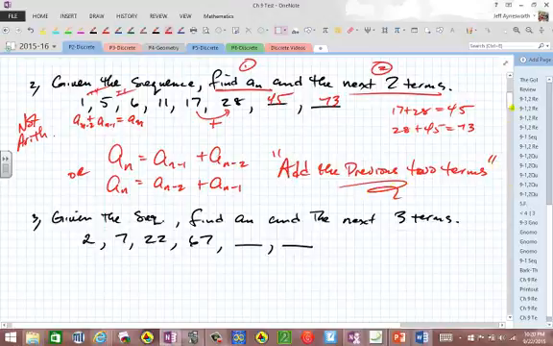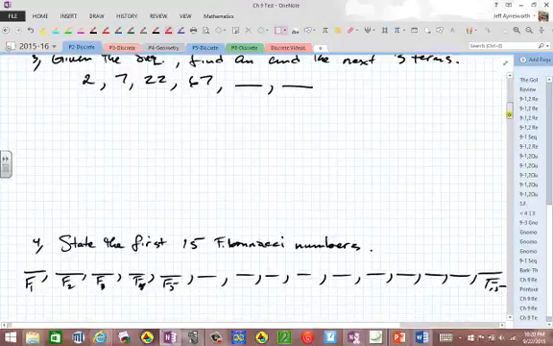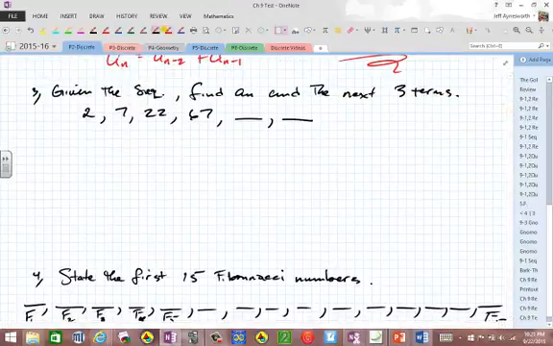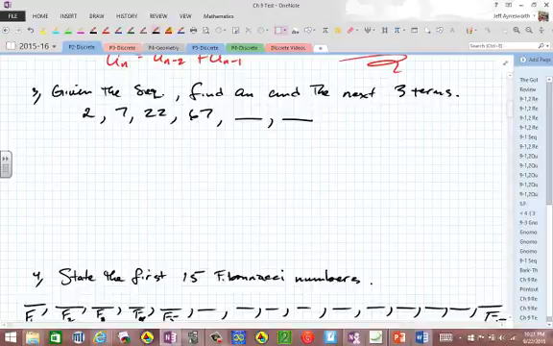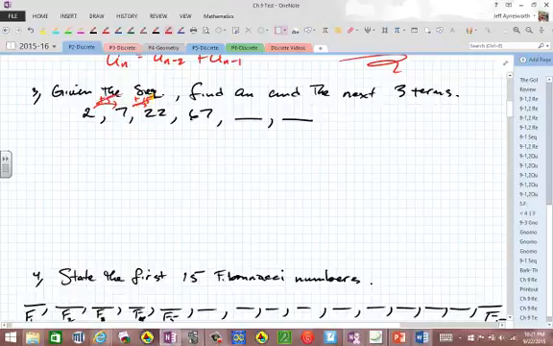That's the idea. All right, given the sequence, find a sub n and the next three terms. Same idea. So what do you have on this one? You try addition first, right? You add 5, add 5. Oh, here you add 15. Okay, not arithmetic, because there's no common difference. Do you multiply by something to get 7? Probably not. Do you multiply 7 by something to get 22? Probably not. So it's a combination, right?